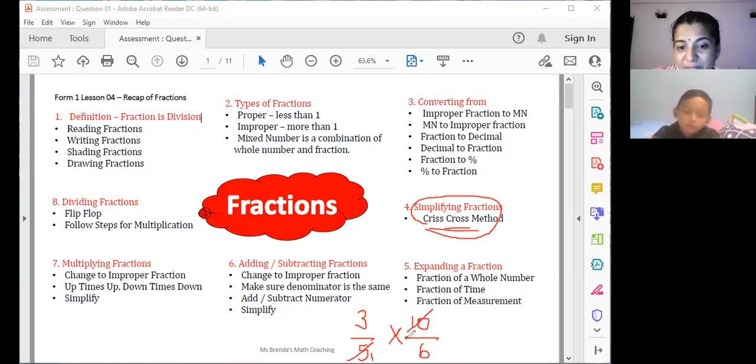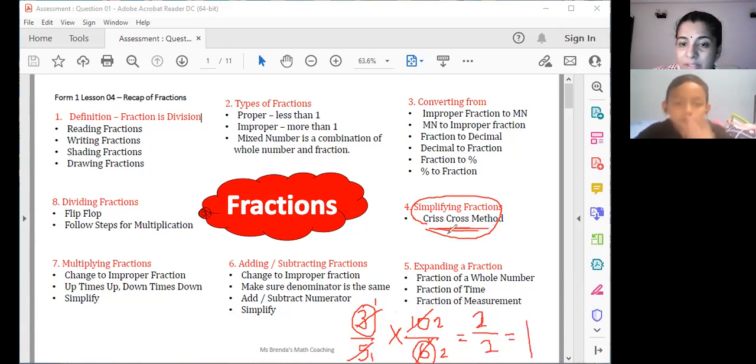So 5 divided by 5 will be 1, 10 divided by 5 will be 2. And over here, the 3 and the 6 also can be crisscrossed. 6 divided by 3 will become 2, and 3 divided by 3 will be 1. So you will have a very easy fraction. 1 times 2, 2 over 2, and your answer will be 1. Can you see that? The crisscross method.